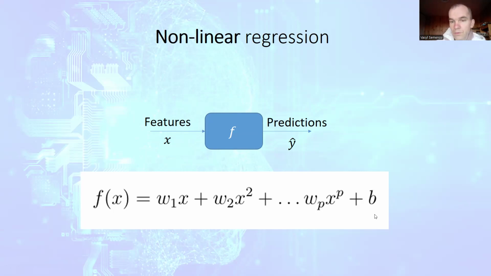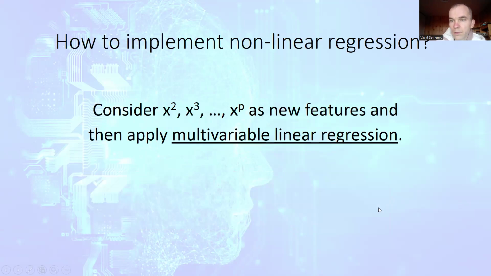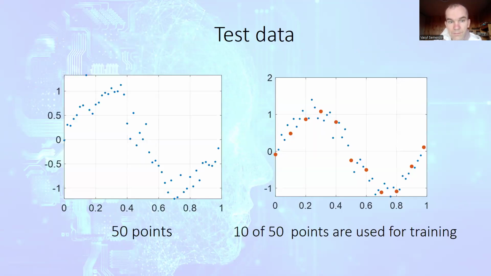So it may seem a difficult problem to consider, but it becomes very easy once we consider the powers of x, x squared, x cubed, x to power p, as new features. And then we apply multivariable linear regression, which we considered in the third part of these videos. So again, these powers of x will be just new features, and then we use the apparatus of linear multivariable regression.